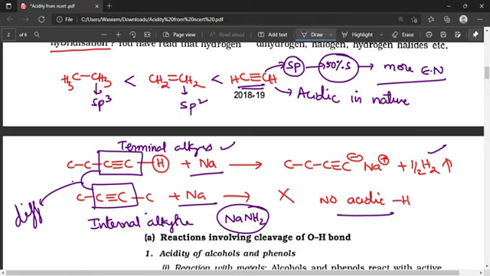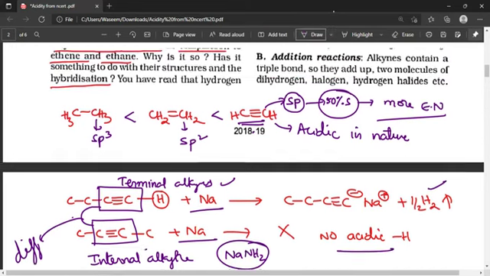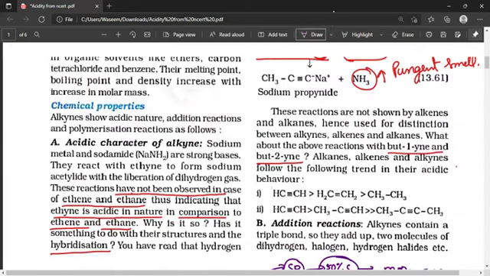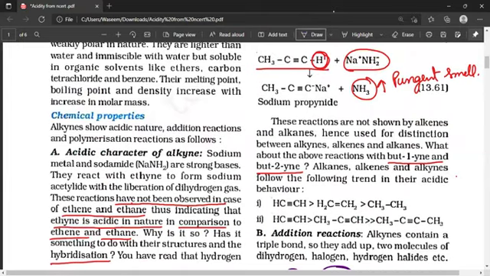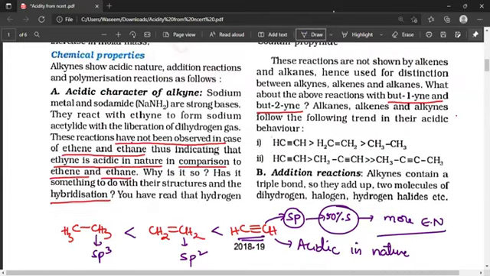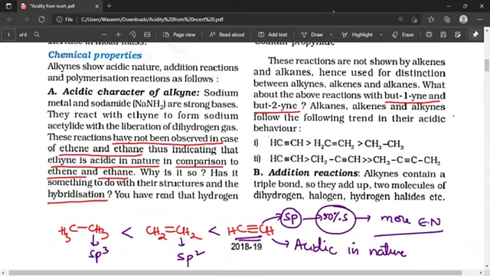So with this, I can explain why alkynes are acidic in nature, all because of the sp hybridization. And what about the order of acidity? Just now I have explained the order of acidity to you, that is, alkynes are more acidic than alkenes and then alkanes.